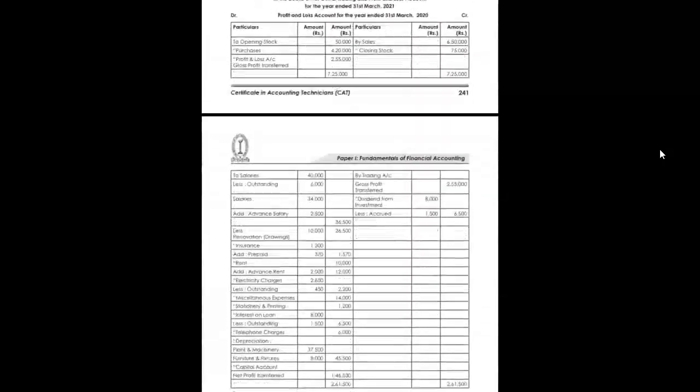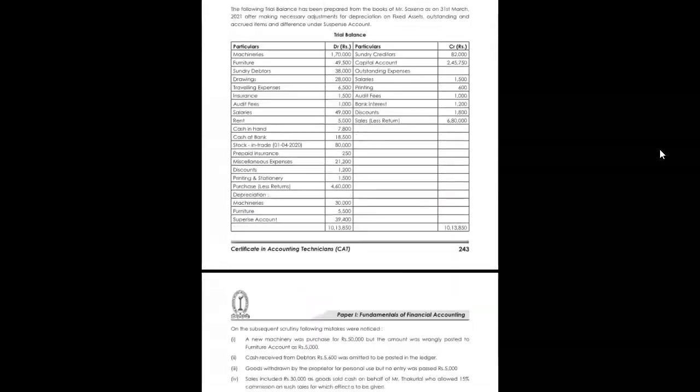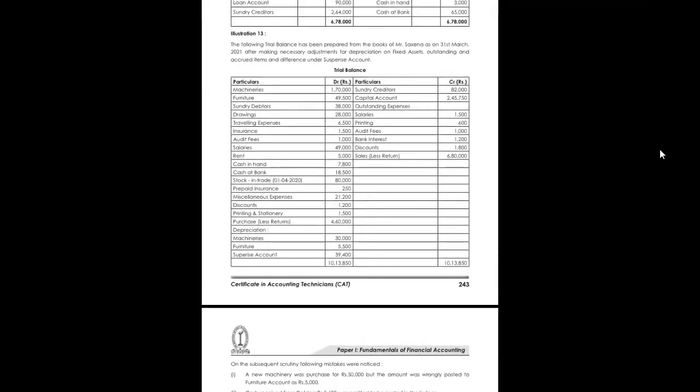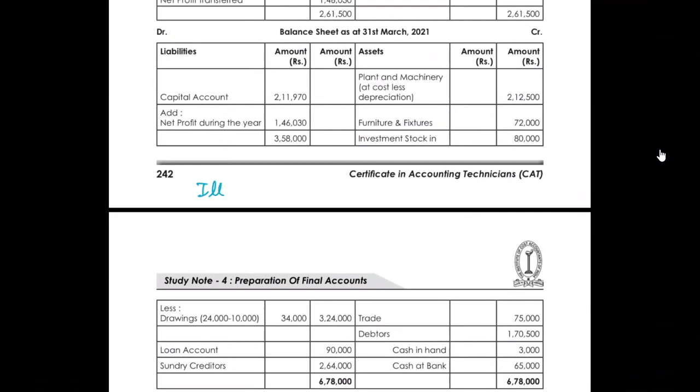I will give you some illustrations. Try to finish off illustration number 12, 13, 14, and 15 in your homework. And then we can discuss if there are any doubts or any new concepts or any new thing which can be taken up. Okay, so that's all for today.